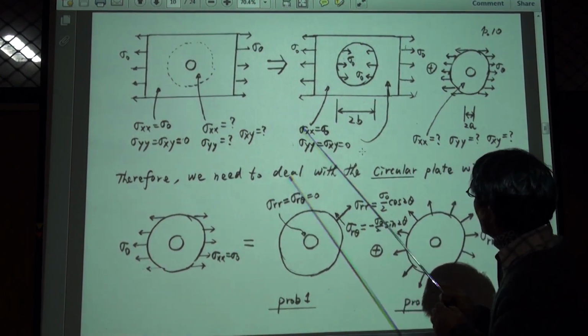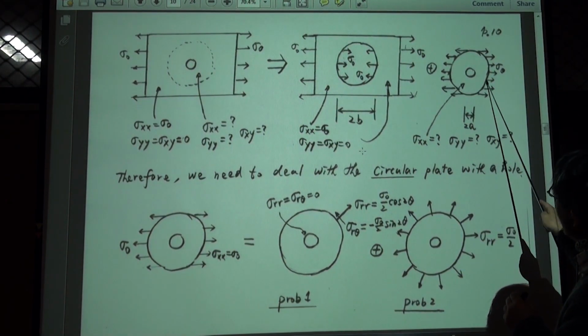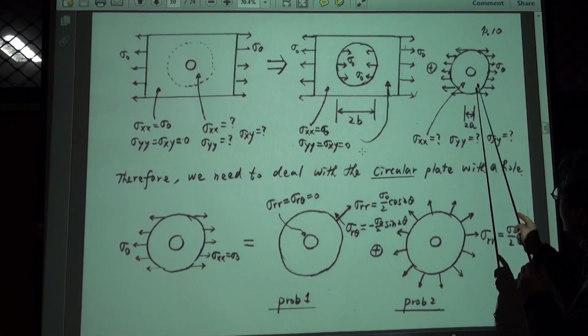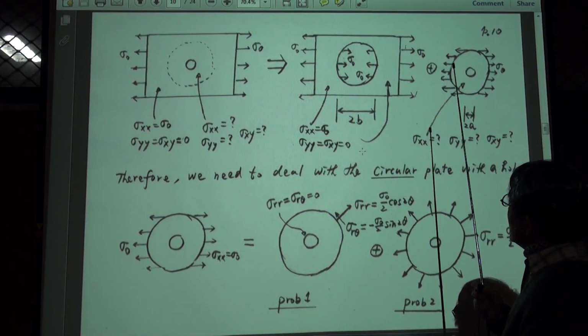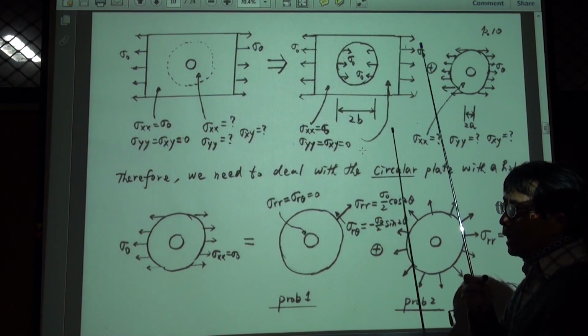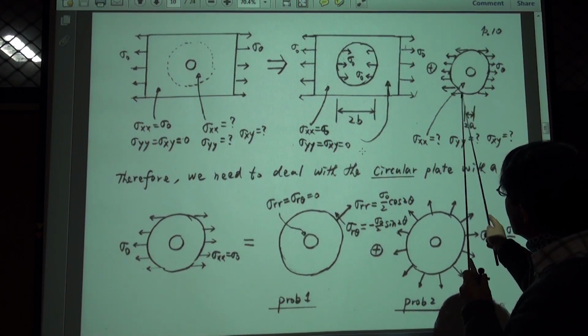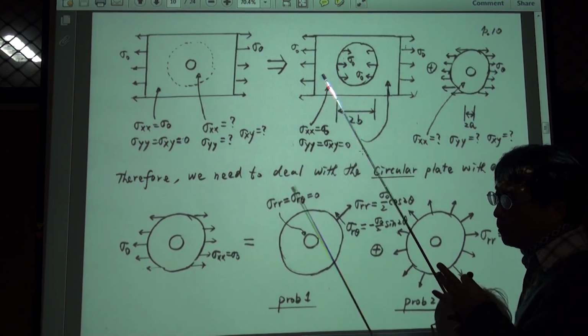Now we focus on this part. This is a circular plate with a circular hole, a small circular hole. We don't know the stress state inside this circular plate yet. We will compute it later.